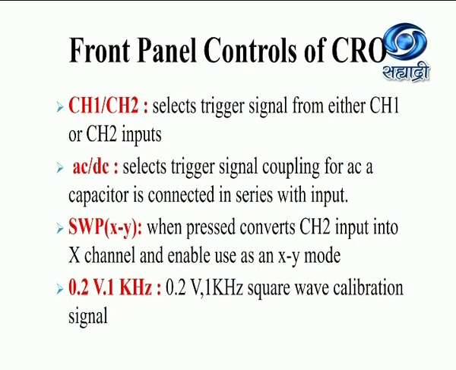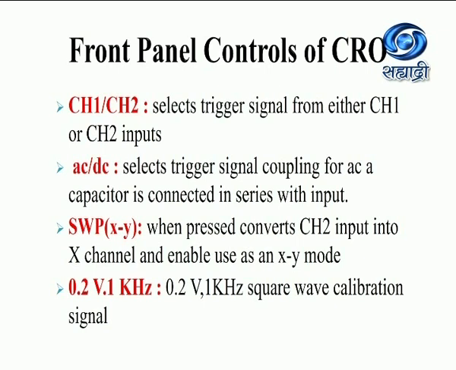Then AC or DC. So select the trigger signal coupling from AC. A capacitor is connected in series with the input. So whenever you apply an AC signal, you have to press the AC control, and when we apply a DC signal to the CRO, then we have to press the DC control. Then SWP, that is swap, XY. When pressed, it converts the channel 2 input into the X channel and enables use as an XY mode. So this control is basically used for swapping.